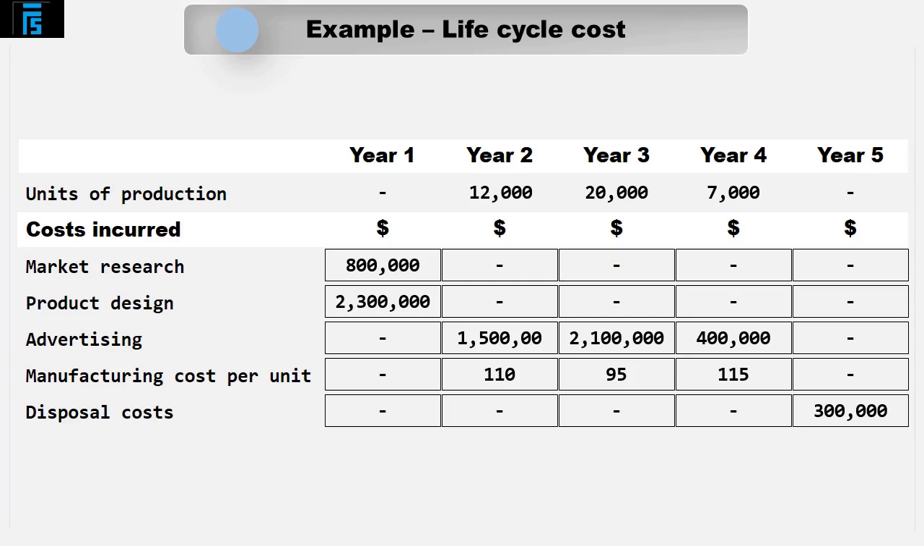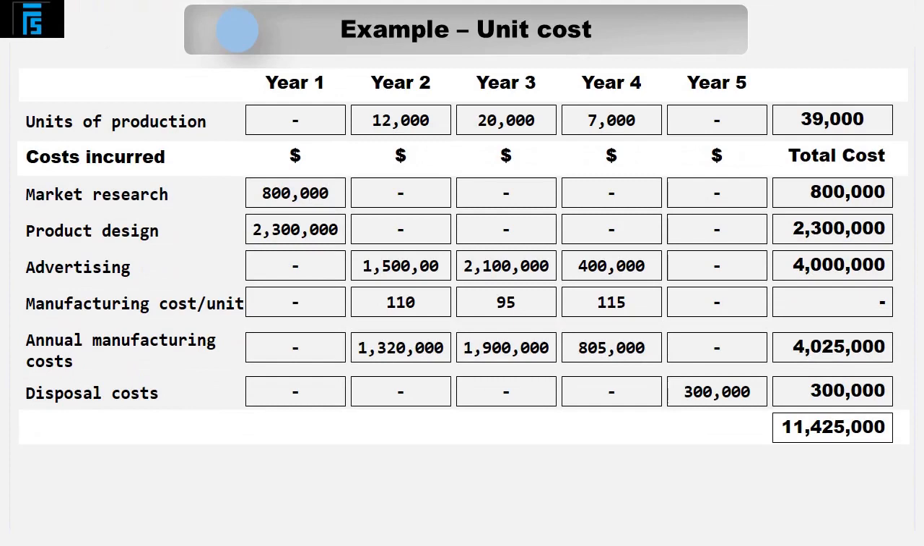The life cycle cost per unit is calculated by considering all costs incurred over the product's 5-year life cycle. Hence, we divide the total product costs by the total number of units in order to derive a unit cost. So, we add year 1 pre-production costs of market research and product design to the advertising and manufacturing costs incurred in years 2, 3, and 4. Note that the annual manufacturing costs need to be calculated.